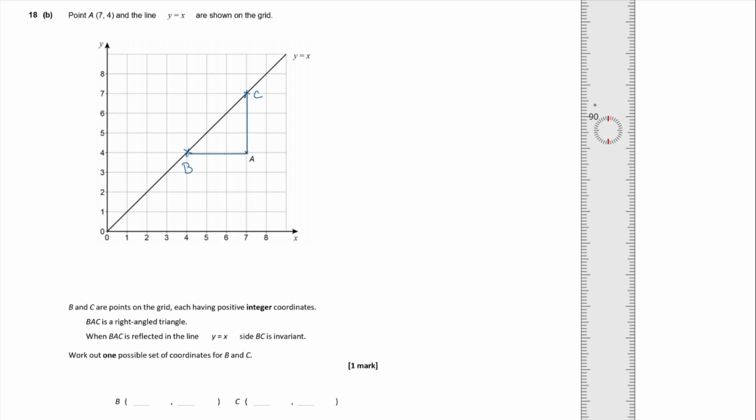So if I reflected that in the line, I'm going to end up with a triangle here, aren't I? So you'll see that B and C don't move, and the line BC doesn't move. It stays on the mirror line. So B is (4, 4) and C is going to be (7, 7), isn't it? Or the other way around. So (4, 4) and (7, 7).